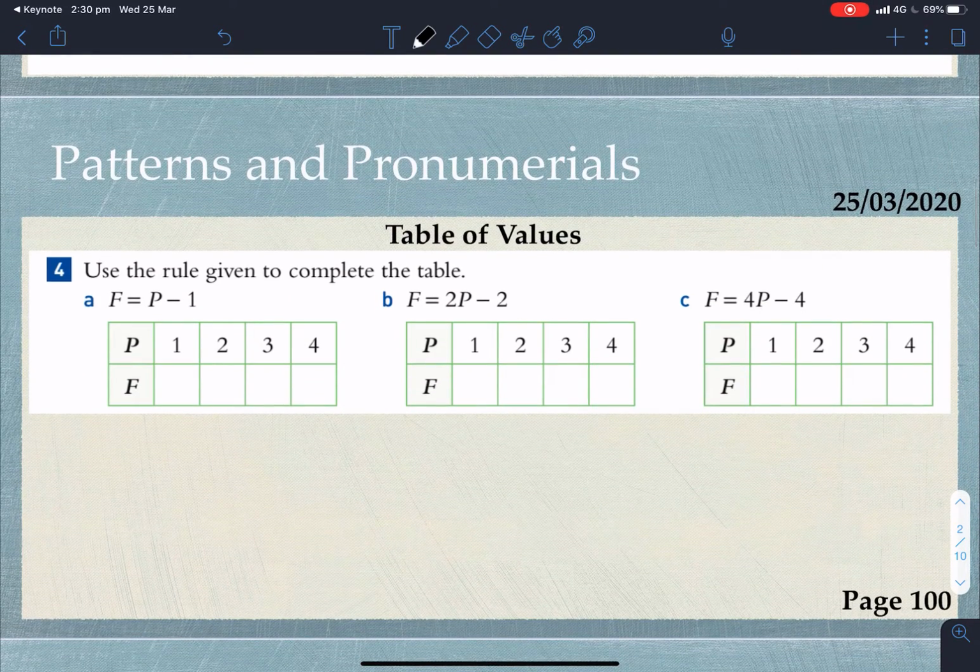Now, today we can go through table values. Table values is basically the same. Replace the letter with the number. So P as 1, so 1 minus 1 is 0. 2 minus 1 is 1. And then replace P with 3. 3 minus 1 is 2. And then 4 minus 1 is 3.